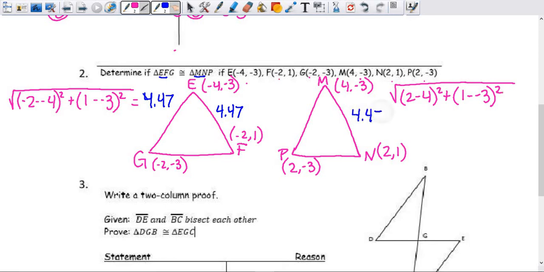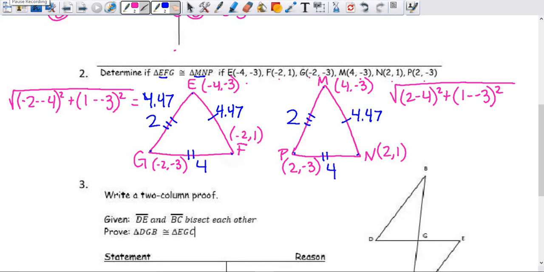Our length of that line, or our distance from M to N, is 4.47. So we've got one side that matches up. Now what I would like you to do is go ahead and find the length of FG and GE and see if they match with NP and PM, because we're going to see if we have a side-side-side congruency. So go ahead and work out those distance formulas. Okay, go ahead and check your answers.